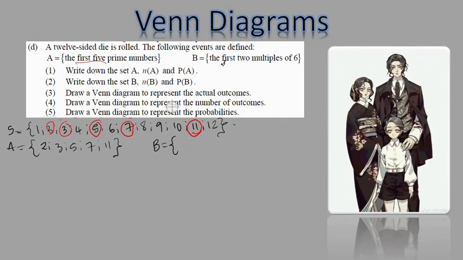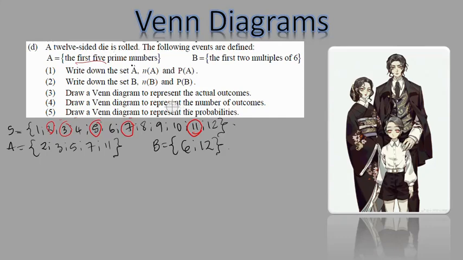Event B says the first 2 multiples of 6. Bear in mind, I haven't started answering the question. I'm writing these things down so that when I get to answer the questions, I don't suffer at all. Now, what are multiples of 6? I bet you know those things, I don't need to explain that. The first one is 6. The next multiple of 6 is 12. Those are the only 2 multiples of 6. Okay. Now it says write down the set A.